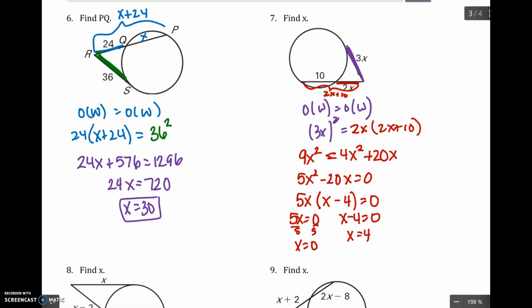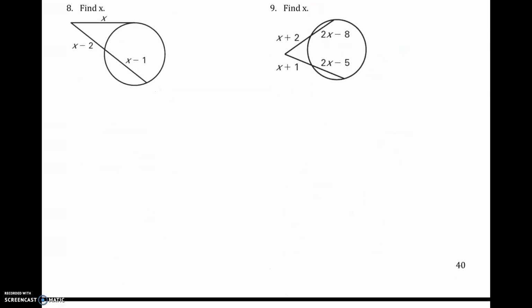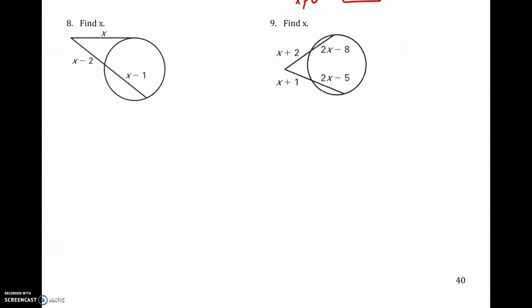Check them. Plugging in a 0 here is going to get me a length of 0, which is not acceptable. You can't have a length that's 0. So 3 times 4 would be 12, and 2 times 4 would be 8. This one does work out to be logical numbers for our circle. And then finally, numbers 8 and 9. Same process. We're doing our outside times whole equals outside times whole. For number 8, it's a tangent, so the outside and the whole are the same thing.